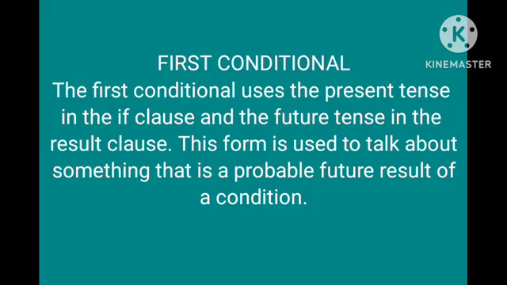This form is used to talk about something that is a probable future result of a condition. Probable future result, something that can happen in the future. So the if clause is simple present, just like in zero conditional, but the main clause is future, and it shows something probable in the future.